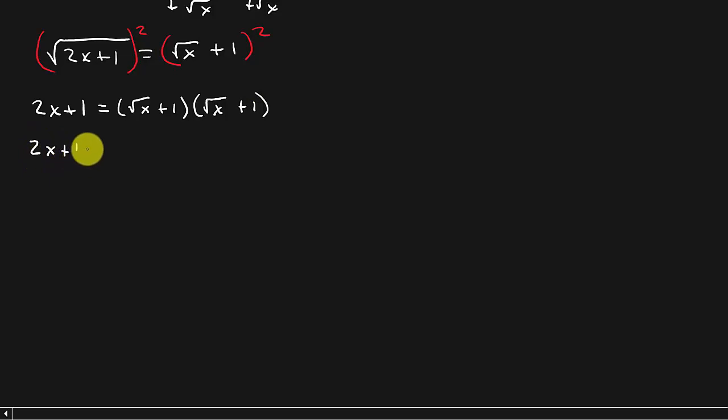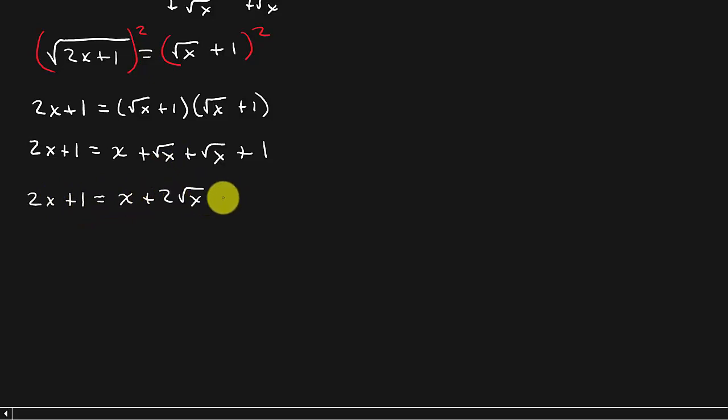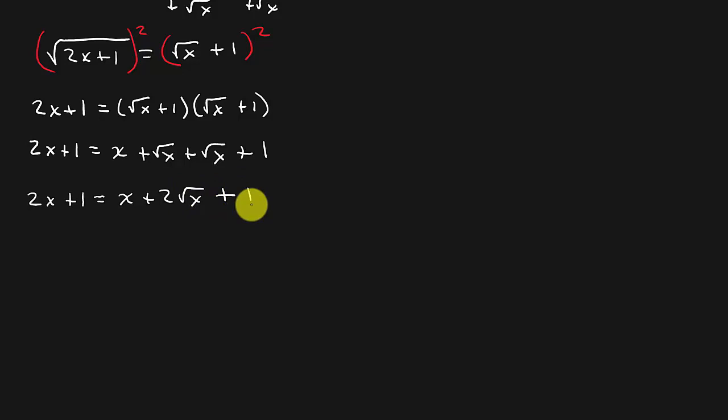So that's going to be 2x + 1 equals, so I multiply the first, √x times √x is x. √x times 1 is √x. 1 times √x is √x. And 1 times 1 is 1. And then what I'm going to do is combine these like terms. So x + 2√x + 1. All right, so we're good here. Hope everybody's with me so far.